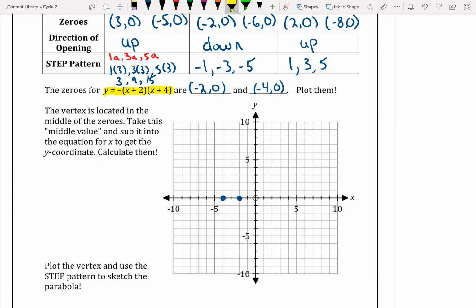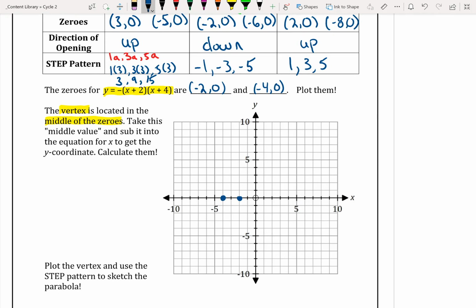Now, what's important to note, we can't really draw our quadratic or our function based off of this because we don't know what shape it looks like, how far up or how far down it goes. But what we can do is calculate and find what the vertex is, because the vertex is located in the middle of the zeros. So I need to find the middle of these two numbers.